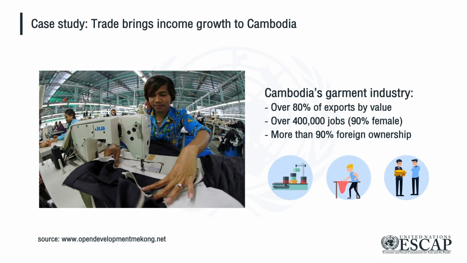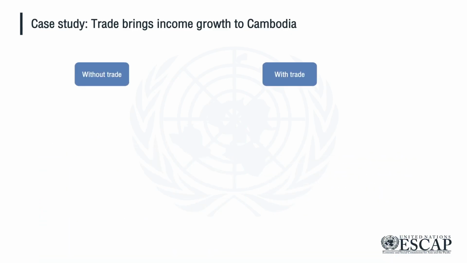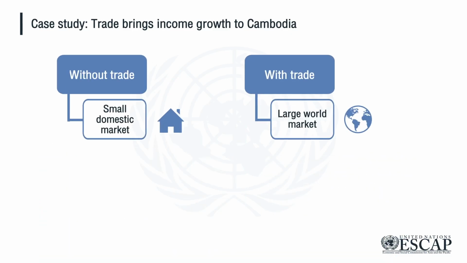Cambodia provides a very clear example of how trade alters incomes. The garment industry accounts for more than 80% of the country's exports and employs over 400,000 workers, 90% of which are women. More than 90% of garment factories in Cambodia are foreign-owned. Without trade, Cambodia's apparel industry would serve only the domestic market and would thus be very small indeed. With trade, the entire world is potentially a market for apparel products produced in Cambodia.